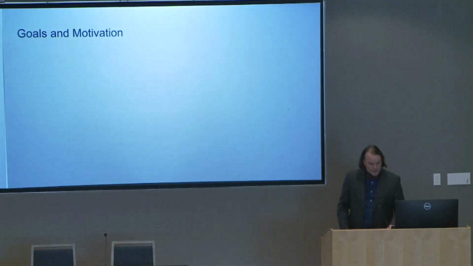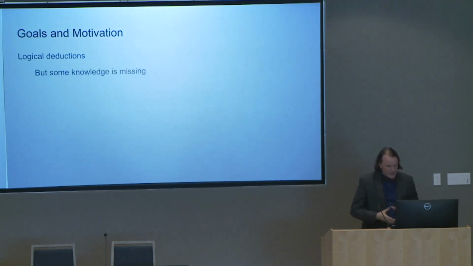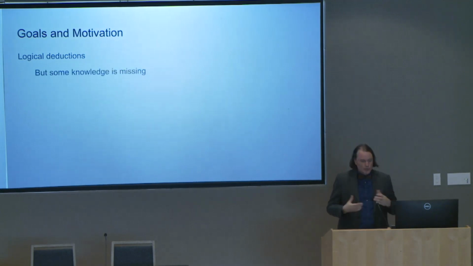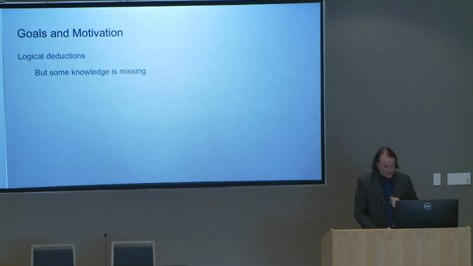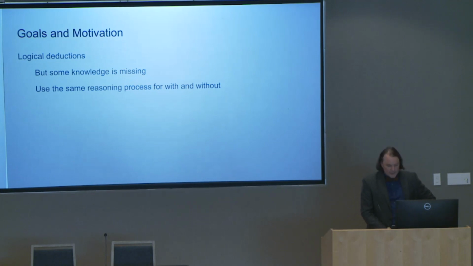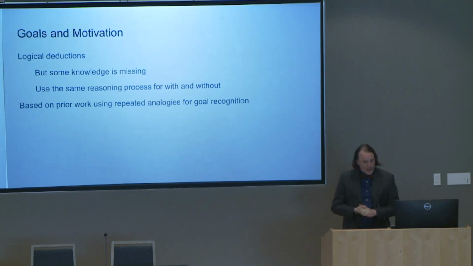So what are the goals and motivation of this? Effectively, we want to do basic logical deductions, but we'll also be able to handle cases where we are missing some knowledge, where some knowledge is perhaps incomplete. And use the same reasoning process, whether we're dealing with complete knowledge or incomplete knowledge. And this is based on some of our prior work using repeated analogies for goal recognition. So we took an algorithm that we had previously, made a couple of small tweaks to this, and now have applied it to logic deduction.